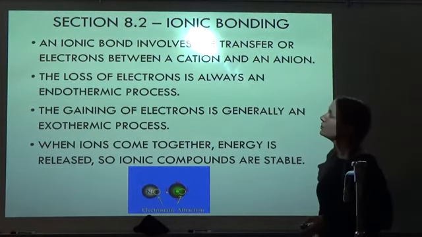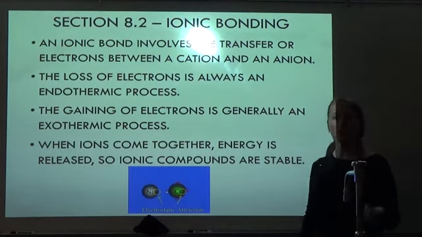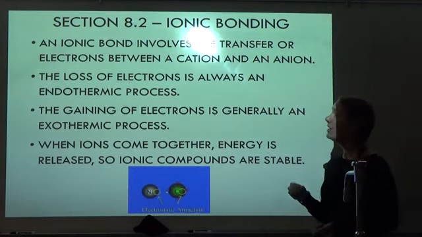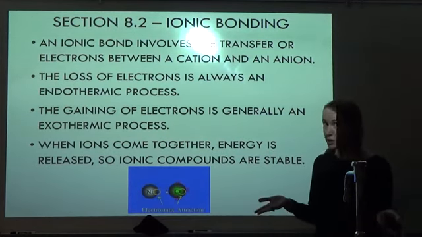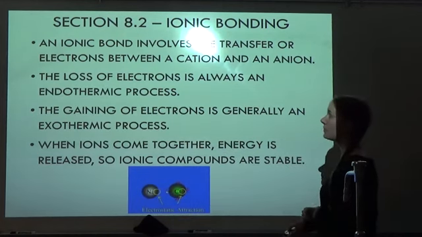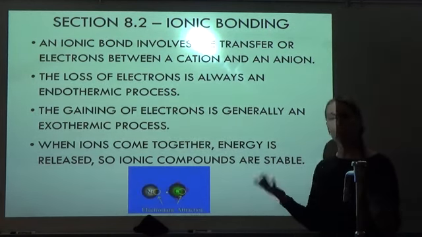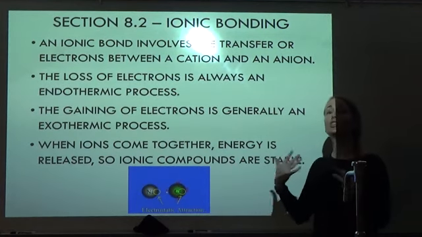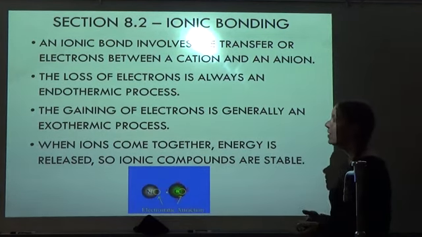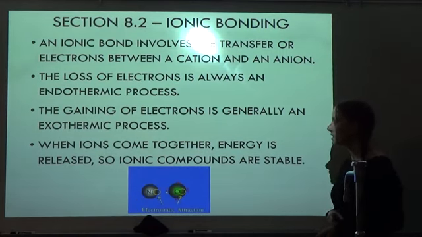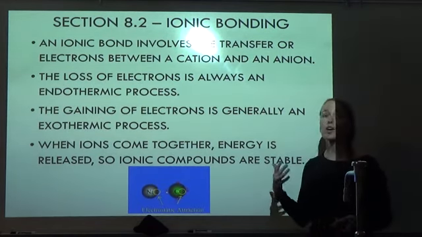The loss of electrons is always an endothermic process, which means it requires energy to take the electron. Remember, we've talked about ionization energy before, the energy needed to remove an electron. And the gaining of electrons is generally an exothermic process, which means it releases energy, it is thermodynamically favorable. When ions come together, energy is released, so ionic compounds are stable.